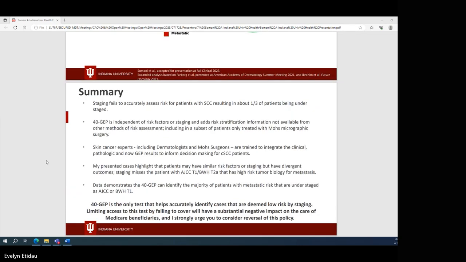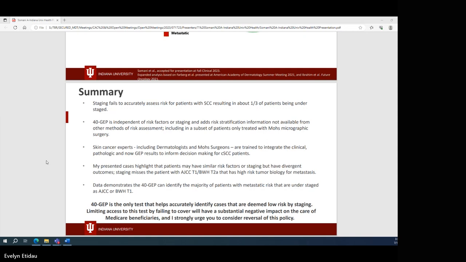So this is my final slide. In summary, I think that the known limitation of staging and the two cases I presented underscore the need to improve the accuracy of our risk stratification for patients with high-risk SCC. Limiting access to this test by failing to cover it in the LCD will have a substantial negative impact on the care of Medicare beneficiaries, and I strongly urge you to consider reversal of this draft policy. The 40 GEP test is the only test, and I stress that, that helps accurately identify cases that are deemed low risk by staging and has been validated in multiple cohorts, including cohorts treated with Mohs surgery.